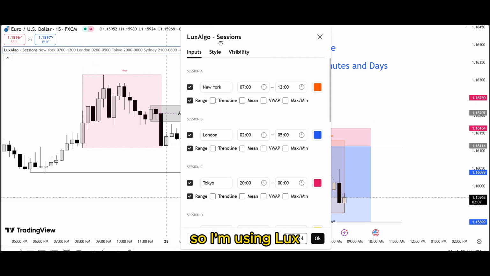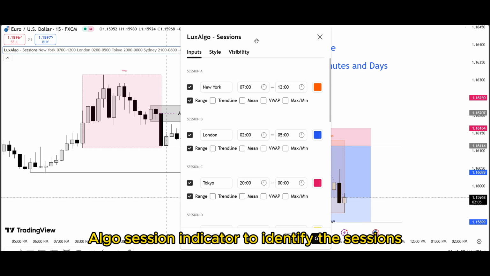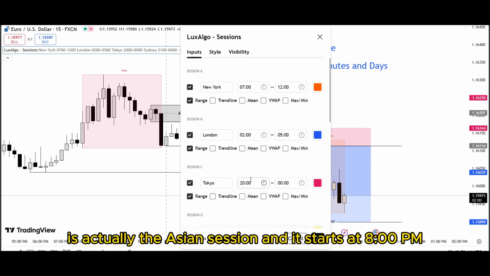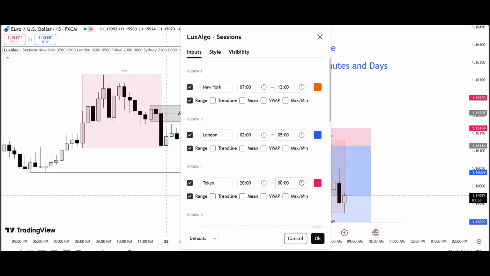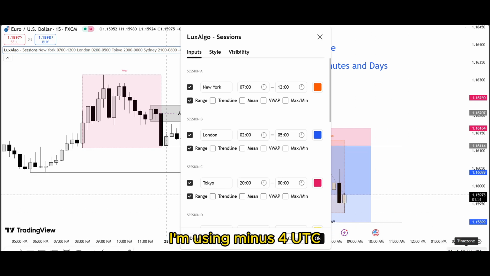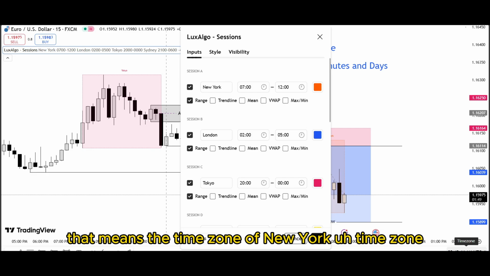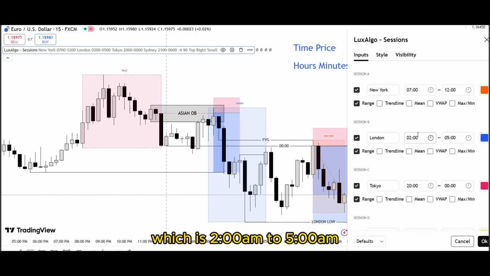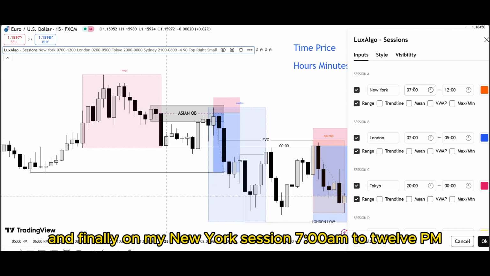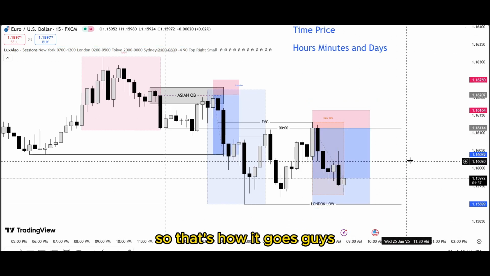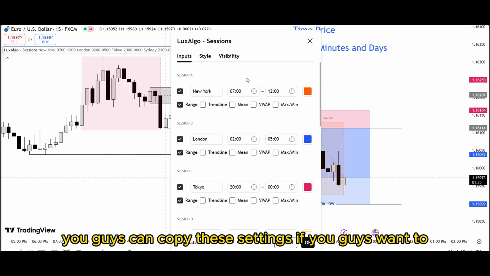I'm using the LuxAlgo session indicator to identify the sessions. So you guys can see in this case Tokyo is actually the Asian session, and it starts at 8 p.m. to midnight. Keep this in your mind guys, I'm using UTC-4, that means the New York time zone. And in this case guys, I have the London session which is 2 a.m. to 5 a.m. and finally my New York session 7 a.m. to 12 p.m. So that's how it goes guys.